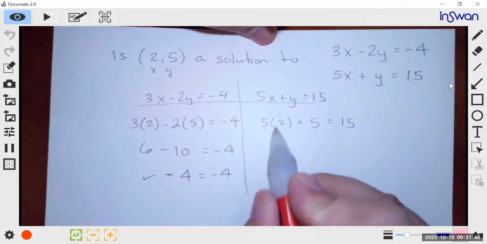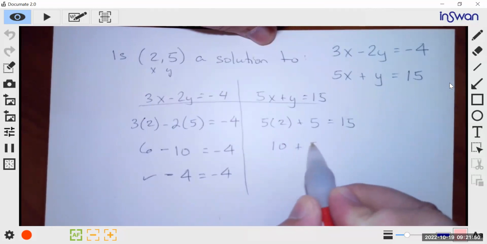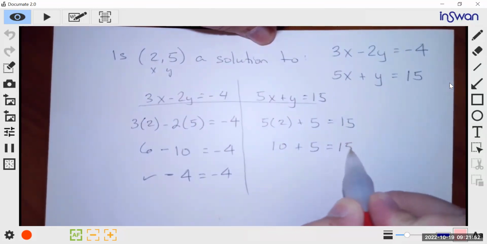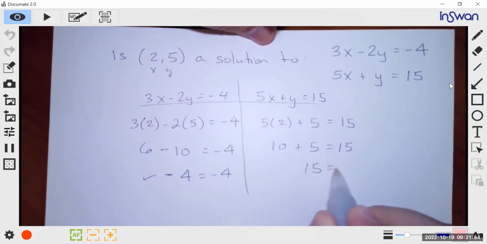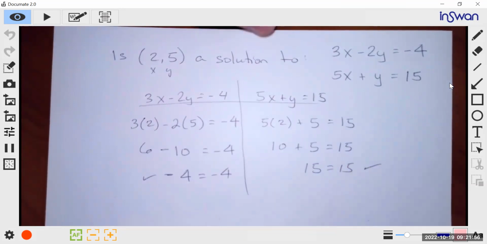On the other equation, 5 times 2 is 10. 10 plus 5 is 15. So that one works. So that's the way you test to see if something's a solution.